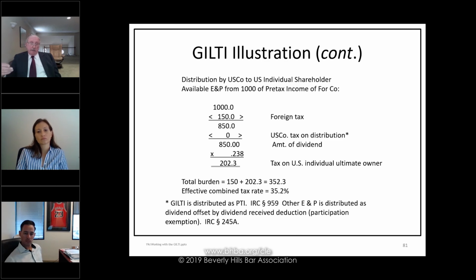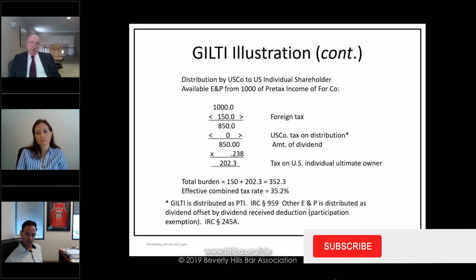If you add them up, the 150 foreign, from just the GILTI piece, and the 202 at the individual level, you get 352, and that's about 35% of $1,000. So how is that anything close to 10%? Well, what's happened here, a couple things.